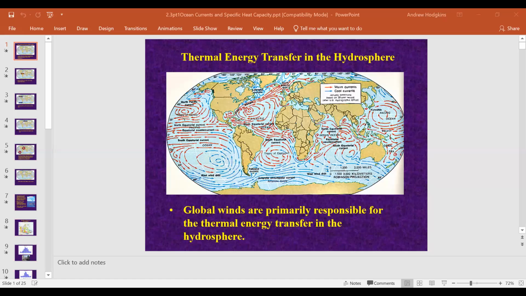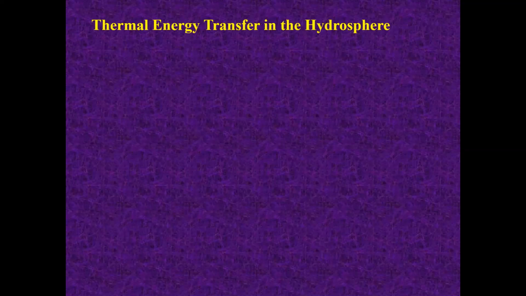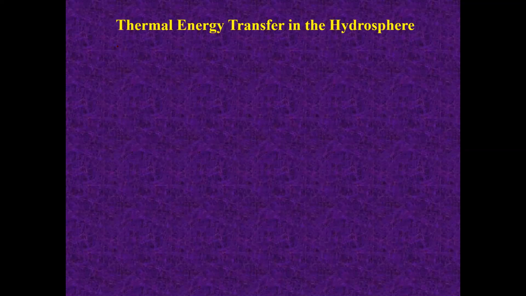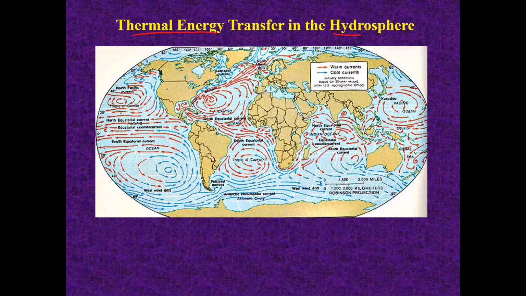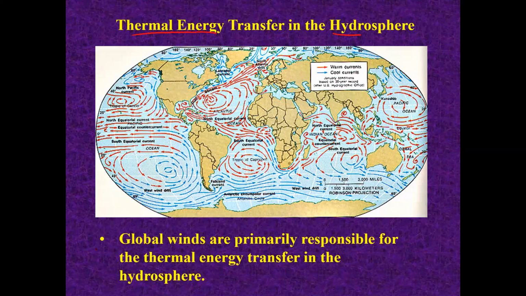Okay, we're going to look at this first part of 2.3. Thermal energy transfer in the hydrosphere. So remember, this is water, the sphere of water. How is energy being transferred? We talked a bit about trade winds and westerlies earlier. Global winds are primarily responsible for thermal energy transfer in the hydrosphere. So it's the winds that transfer energy, thermal heat.